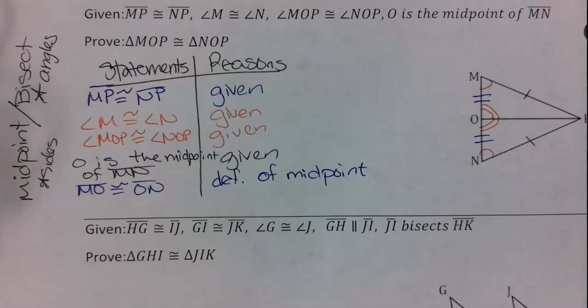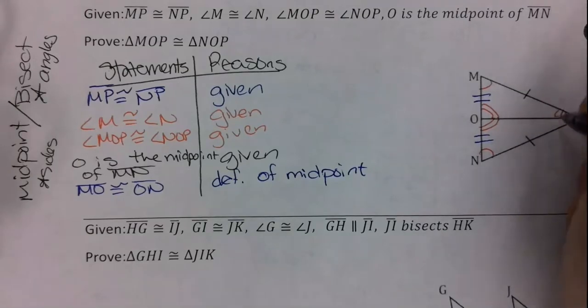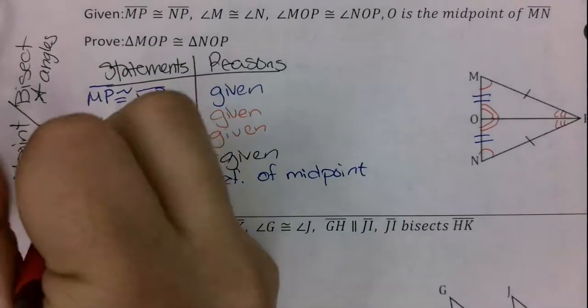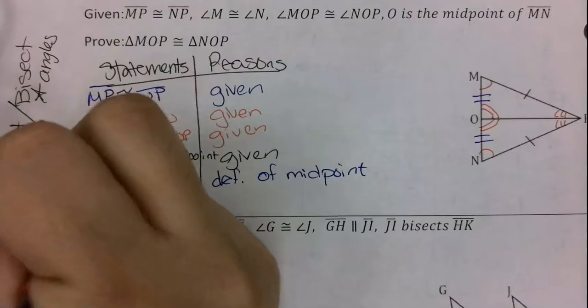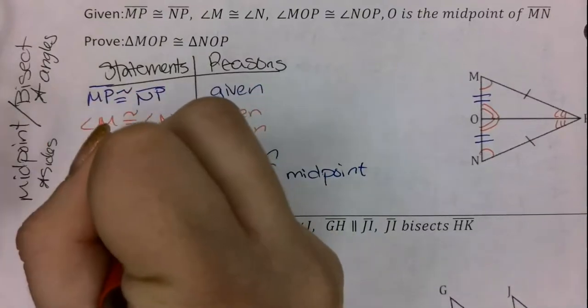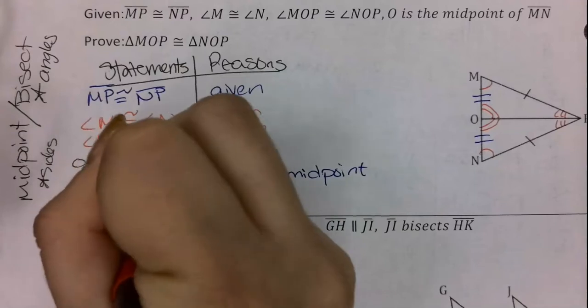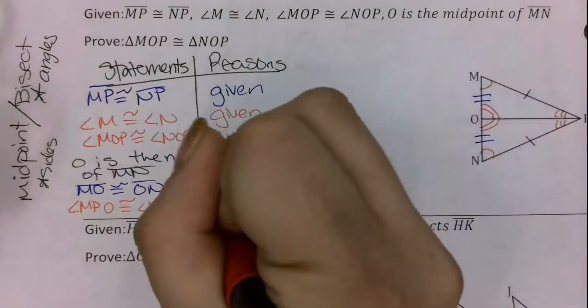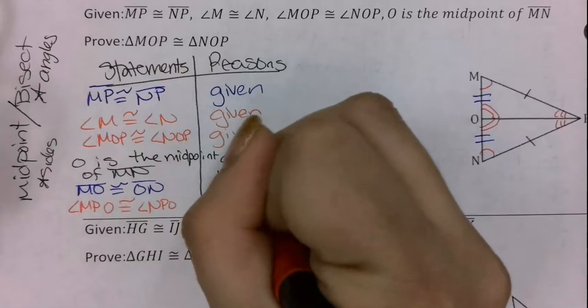Okay, so since I have two congruent angles, I know that the third one has to be congruent. So angle MPO is congruent to angle NPO by the third angle theorem.